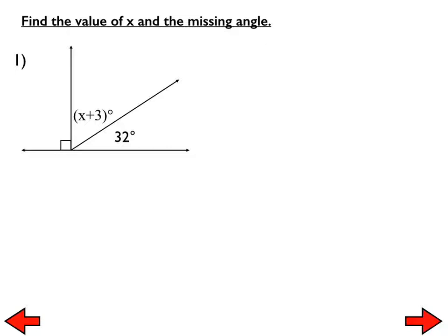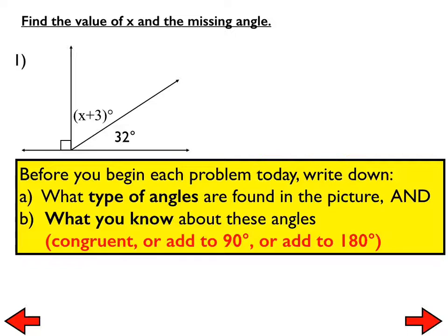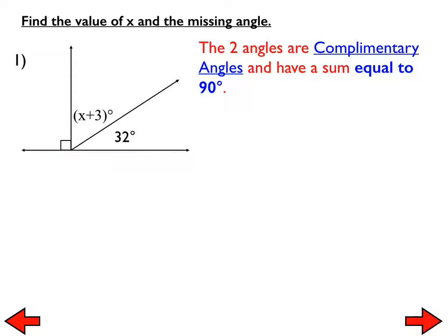So number 1 says, what type of angles are these? What are they? Complementary. Write that down, please. So like yesterday, before you begin, I want you to write down what type of angles you have and what you know about them. What do we know about complementary angles? Just say it. Add up to 90. So that helps us determine what the equation would be.